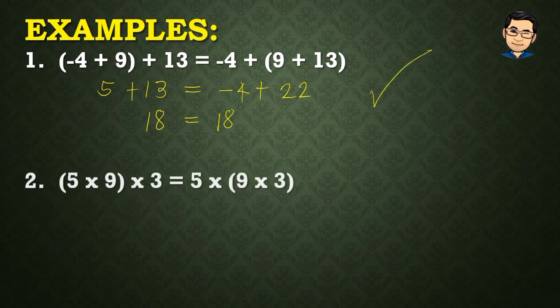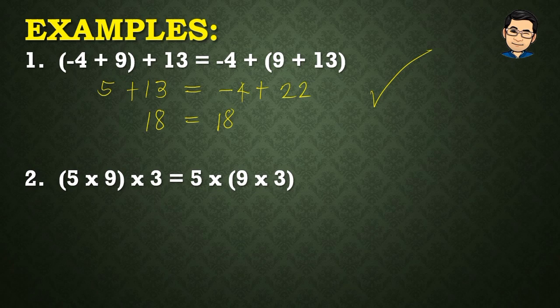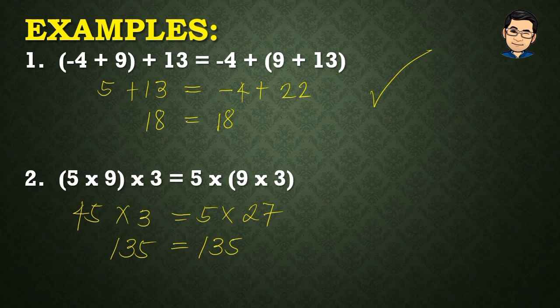What about in multiplication? So, the product of 5 and 9 times 3 is equal to 5 times the product of 9 and 3. So, check natin. 5 times 9, that is 45 times 3. And then, dito naman, 5 times the product of 9 and 3, that is 27. So, if we multiply 45 and 3, that is 135. On the right side, 5 times 27, that is 135. As you can see, we obtain the same products. So, associative property under multiplication, okay po siya.